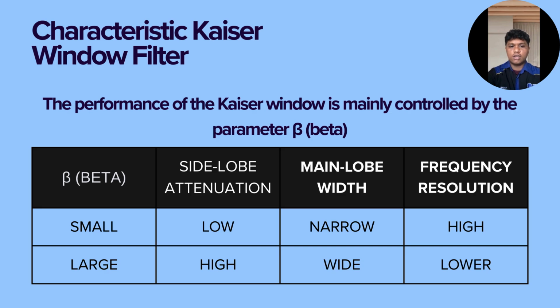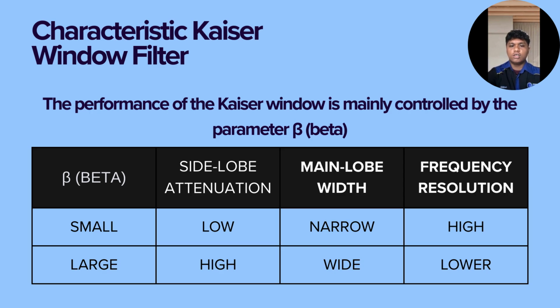First characteristic is side lobe attenuation. This determines how much unwanted frequency components are suppressed in the stop band. Second is main lobe width. This affects the sharpness of the filter transition from pass band to stop band. And third is frequency resolution. A narrower main lobe allows us to distinguish closer frequency components, while a wider main lobe reduces resolution.